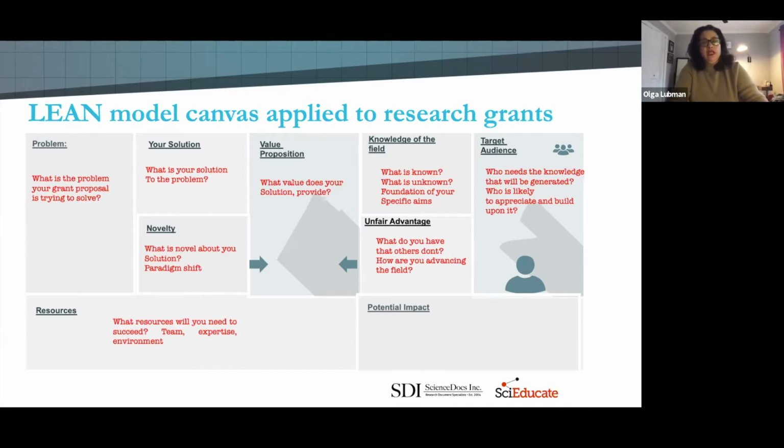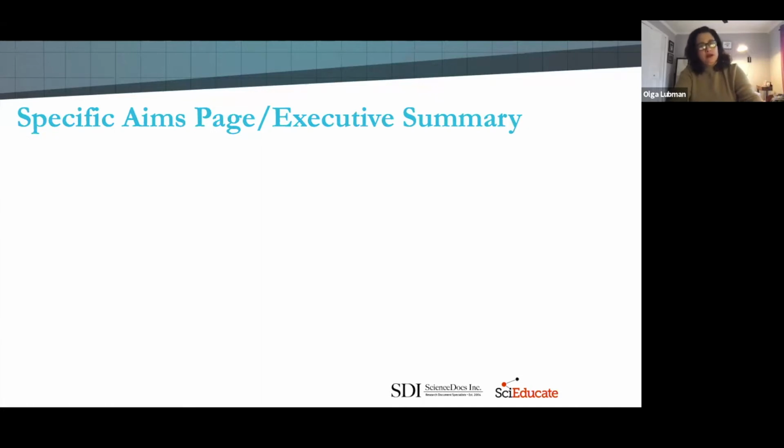And last but not least is the potential impact of your work. What is the potential impact, new knowledge? How big of an impact are you expecting? If you put together this single lean canvas for your research proposal, you will then be able to translate this into specific aims or into an executive summary or into a letter of intent.